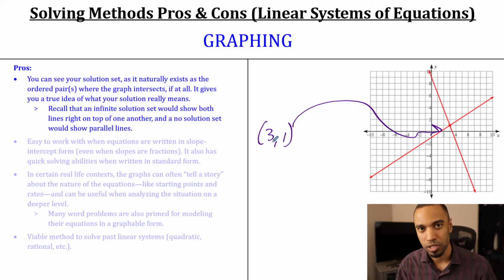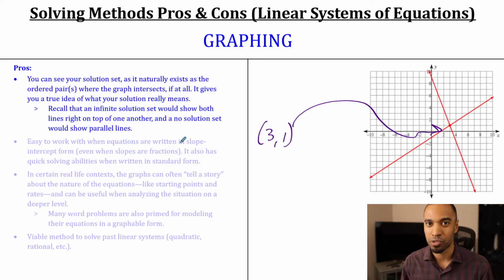Anytime you solve a system using substitution or elimination as well, you may think that as well. But sometimes people forget to write it as an ordered pair. And this is a nice, decent reminder that it's an actual intersection location. Furthermore, recall that an infinite solution set would show both lines right on top of one another, and a no solution set would show parallel lines.